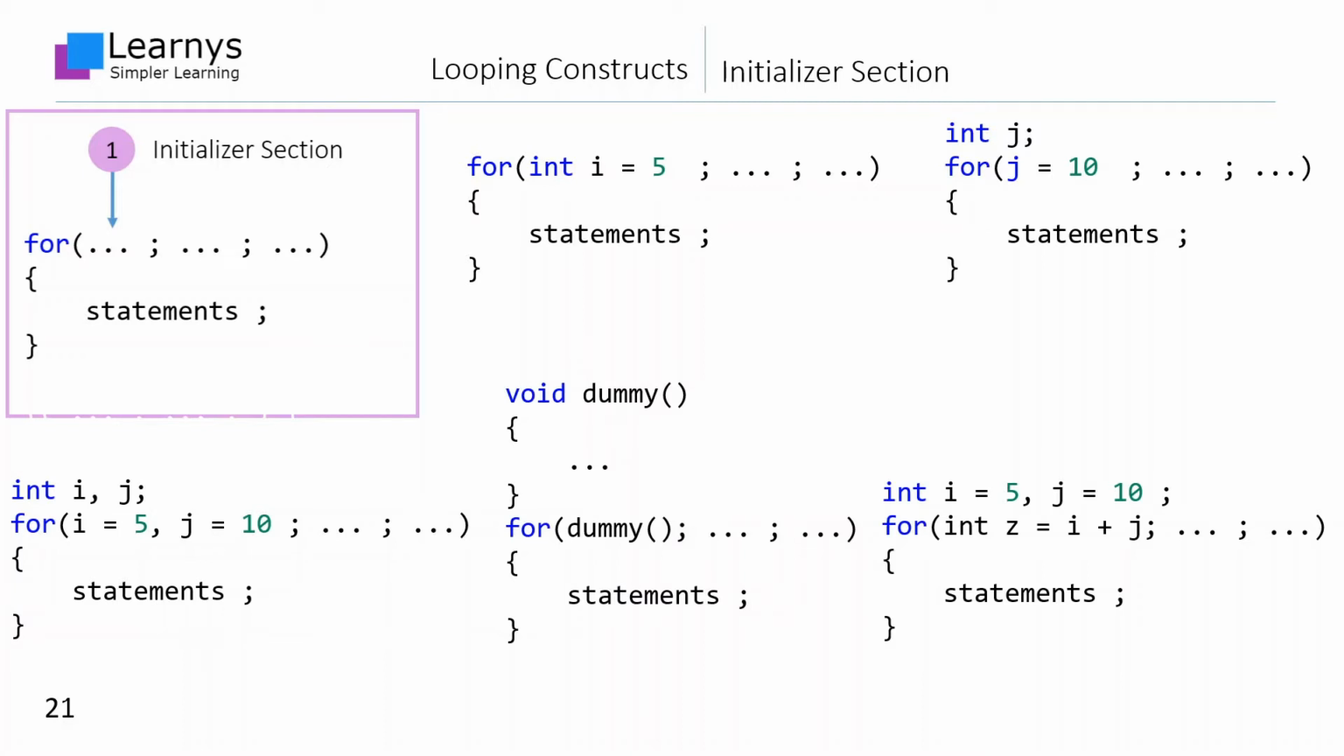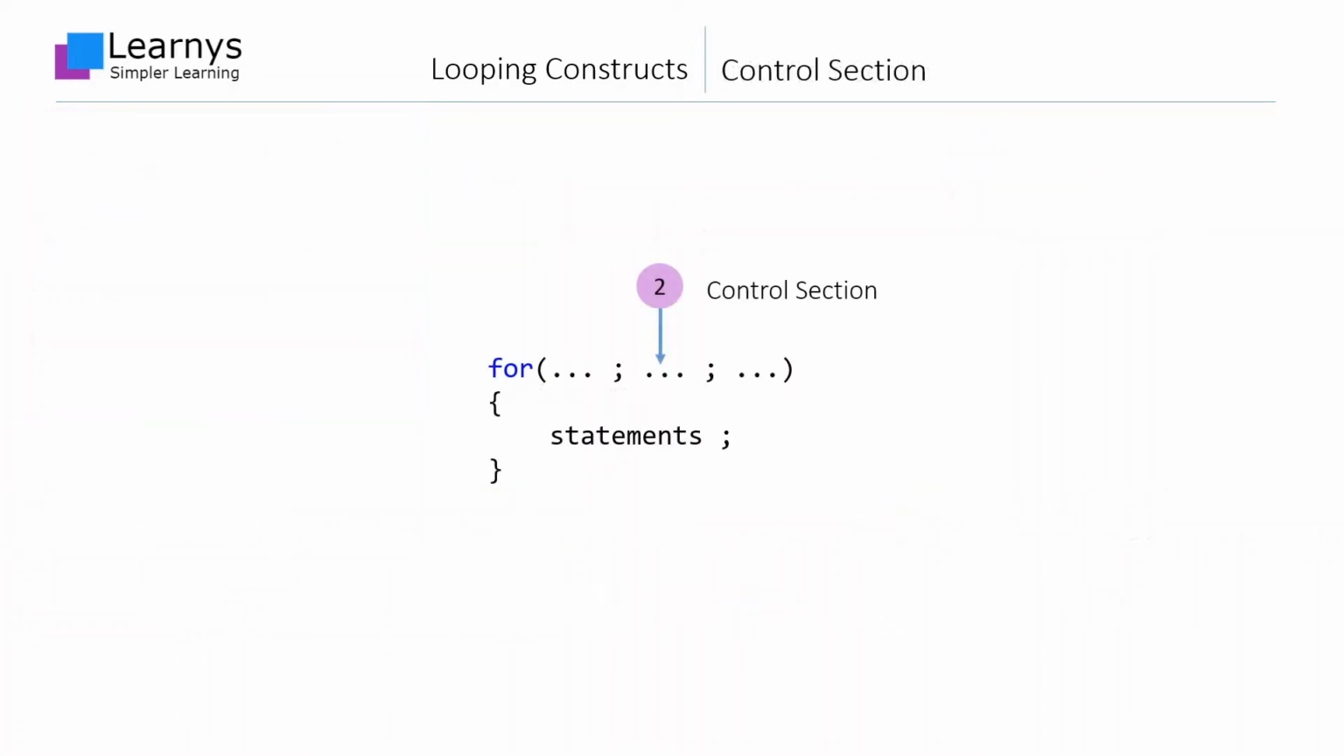We have discussed the significance and usage of the first section, and we are all set to move on to the second section, which is between the pair of semicolons. The second section is known as the control section, because this section controls the number of repetitions the for loop is expected to undergo.